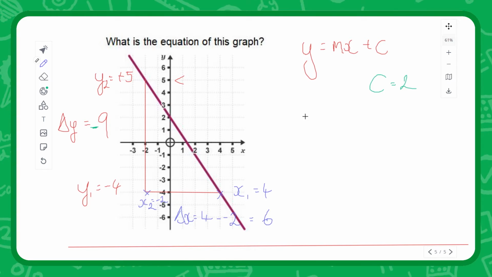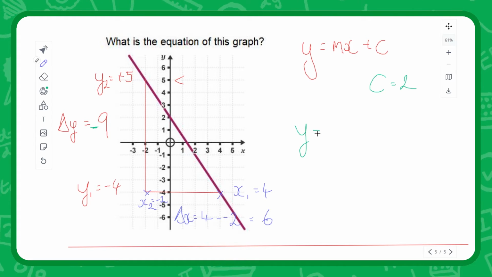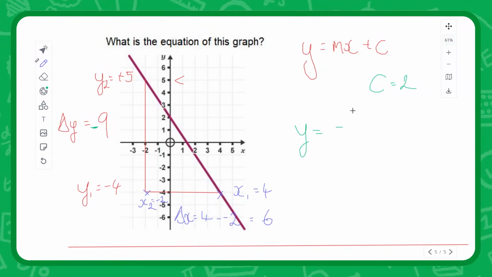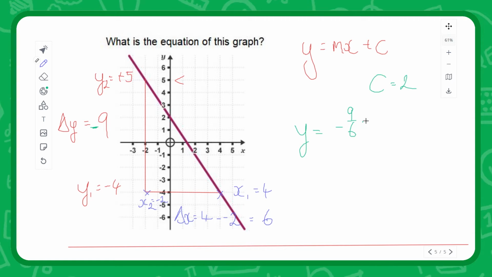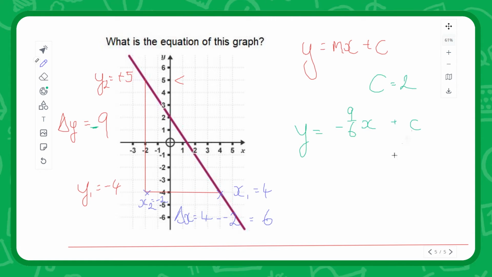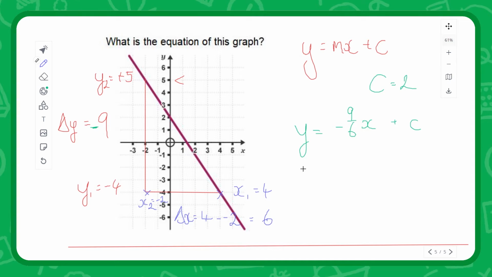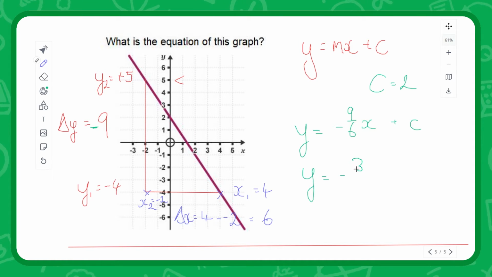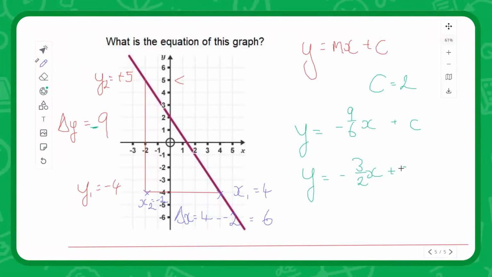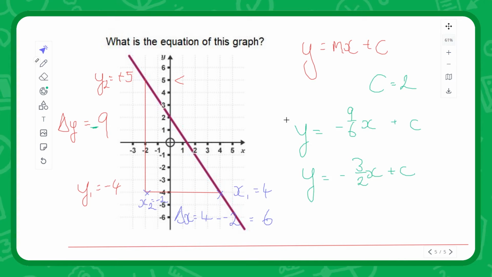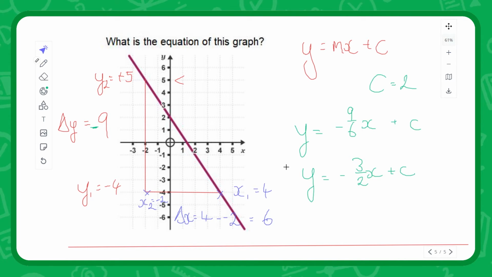Okay, so our full equation is y is going to be equal to minus 9 divided by 6 x plus c. It's common practice to simplify our equation, so we get y is equal to minus 3 over 2 x plus c. And that's the equation of this graph here. That's how you determine it. That was very long-winded.